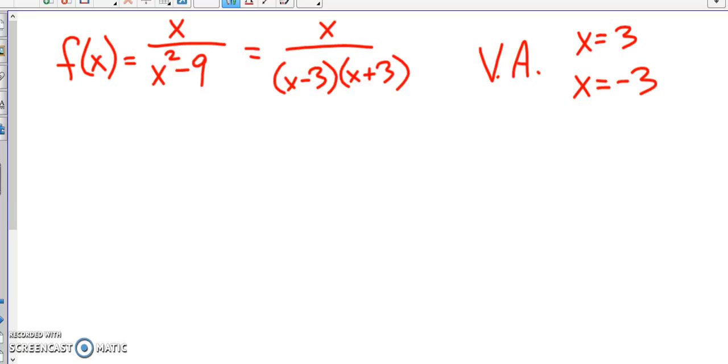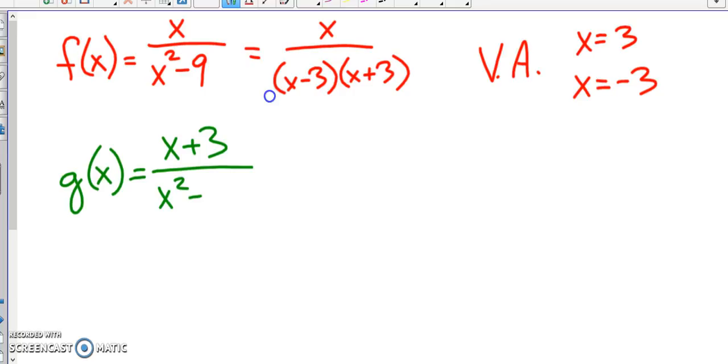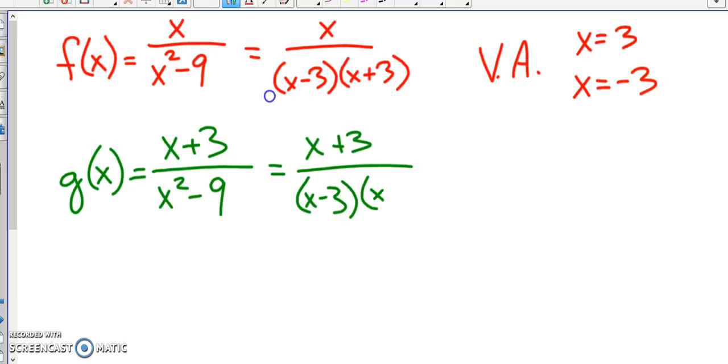So, let's try a different one. Now, hopefully you notice that the denominator is the exact same this time around, right? So I can still factor this. This is x plus 3. So what do you notice? They have a common factor.